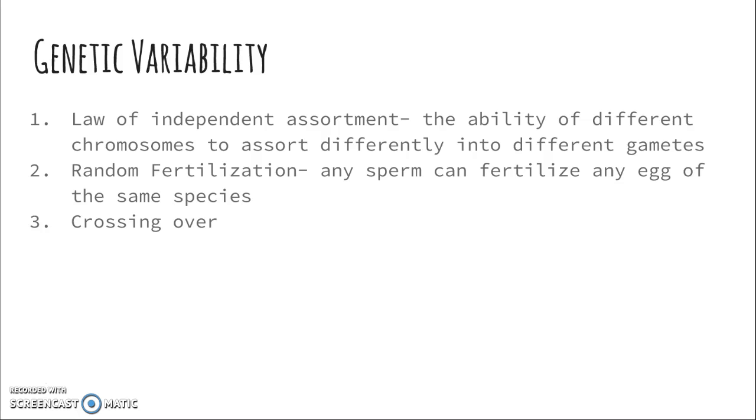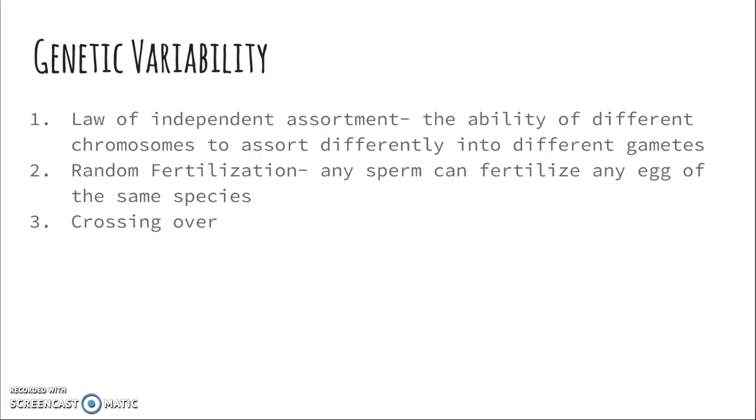So using this, we have 3 different ways we're going to have genetic variability. So we have the law of independent assortment. It's just the ability of different chromosomes to assort independently and differently into different gametes. We can have any combination that meiosis provides for. There's no rhyme or reason to why a chromosome is going to go into a certain gamete. There is no set assignment. There is nothing. So it can assort independently. It can assort on its own.